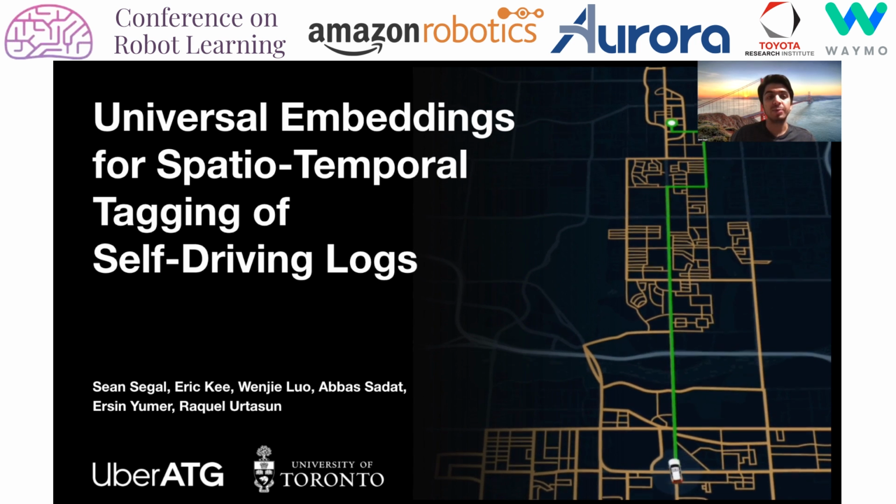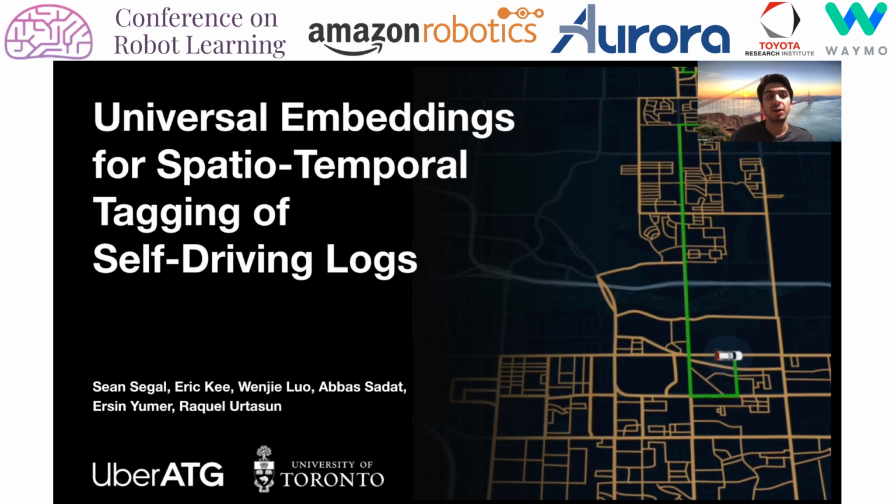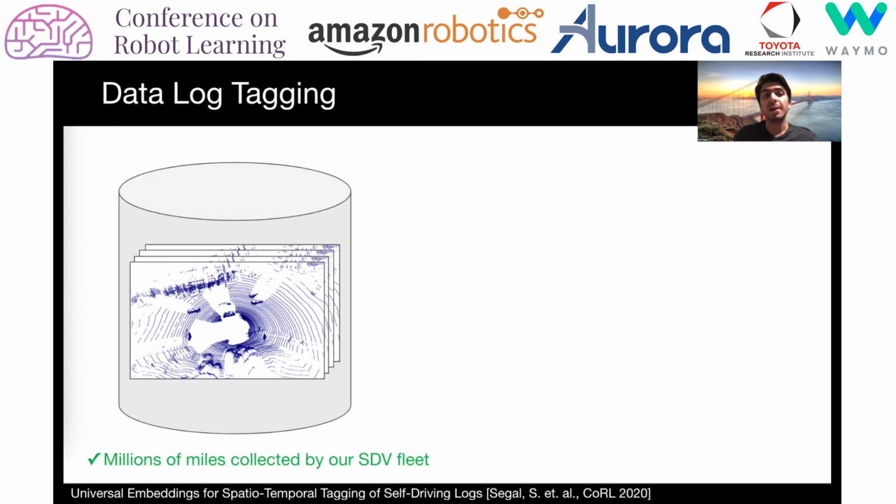Universal embeddings for spatio-temporal tagging of self-driving logs. Self-driving companies have accumulated massive databases of raw data logs from driving millions of miles in the real world. To leverage this data effectively, it is helpful to have tags as metadata associated with each data log. These tags have many useful applications.